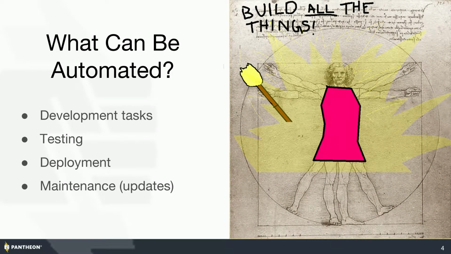So what can be automated? Anything can be automated, really. Development tasks, testing, deployment, and maintenance tasks such as software updates are going to be the main focus of what we're looking at today.